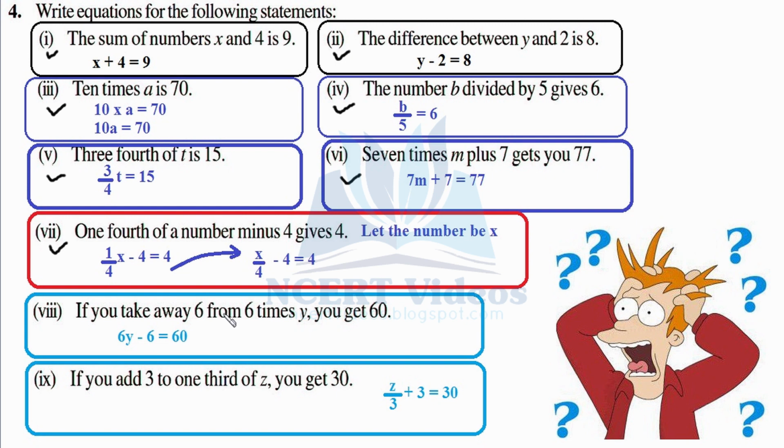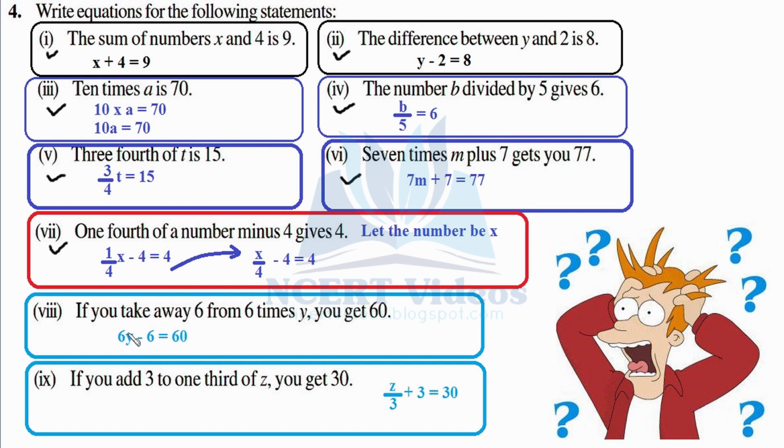If you take away 6 from here, very important thing, whatever is written after "from," that you have to take first. It will be just like you ate 10 chocolates out of a box of 15. So you will do 15 minus 10, not 10 minus 15. Bear in mind, first you have to write what is written after "from." So if you subtract 6 from what? 6 times of y. So first of all you have to solve this. 6 times y means 6 into y or 6y. You don't have to write the multiplication sign.